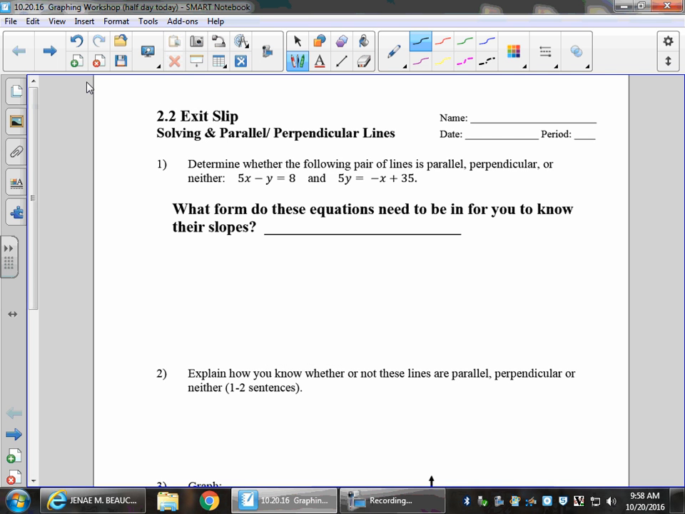So we've had time to take a look at this on your own, and those of you who chose to just compare answers, that's great. Let's talk about it. What form do these equations need to be in for you to know their slopes? Y equals mx plus b. What is that called?